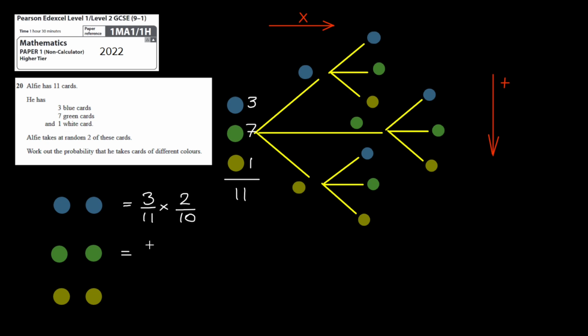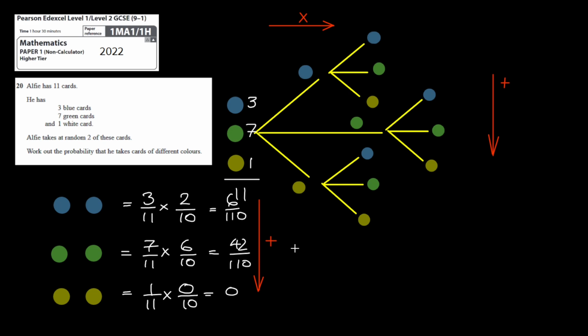Similarly, green, 7/11 to start with, and we multiply that by 6/10. The probability of picking 1 white card is 1/11. But now we've picked that card, there are no more yellows left. So this would equal 0. This is 42/110, and this is 6/110.